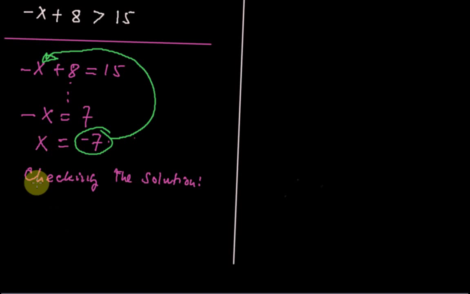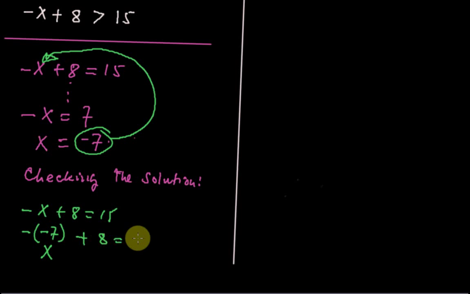So this is our equation. It is negative x plus 8 equal to 15. We want to see if when we put negative 7 here, we get 15. Our x is negative 7. So this is the negative of the value of x, plus 8. Is it equal to 15? So we check whether it is equal to 15.